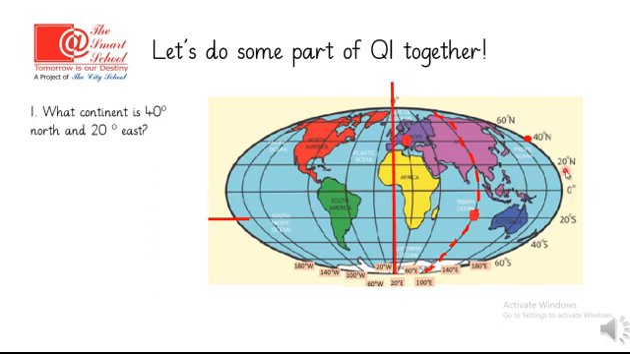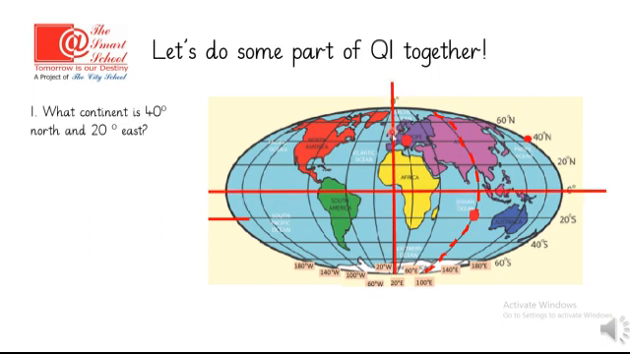So this is 20 degree north and this is 40 degree north. So this line we need to see, whatever location we are going to find, it is somewhere on this line, right? This is 40 degree north. Now let's see what is the longitude. The longitude is 20 degree east.